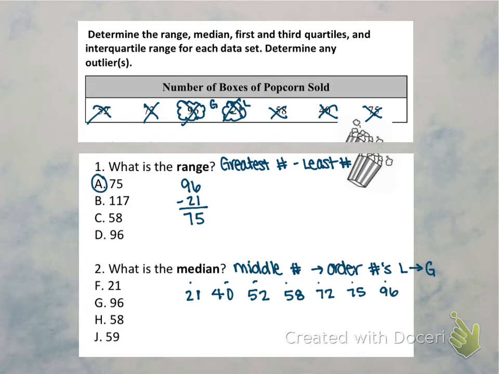So then you remember we mark out the number from the front to back, front to back, front to back. So 21, here we'll do a different color. 21 from the front, 96 from the back, 40 from the front, 75 from the back, 52 from the front, and 72 from the back. And that leaves 58. So then that makes 58 your median. That is your middle number. Okay.